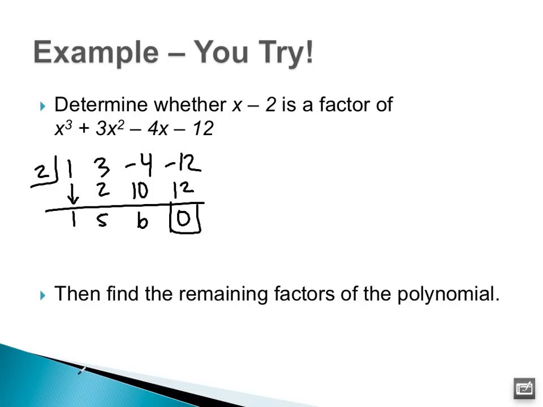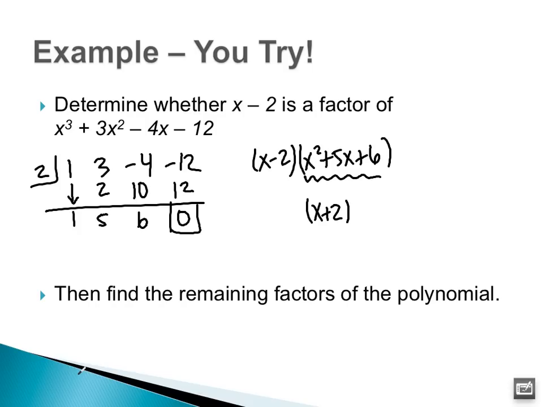So yes, x subtract 2 is a factor. One factor is x subtract 2. My other one is x squared add 5x add 6. Last thing I got to do is factor this. This is a product sum. What are the two numbers whose product is 6 and that add to be 5? Those are x add 2 and x add 3. So this is my final answer.